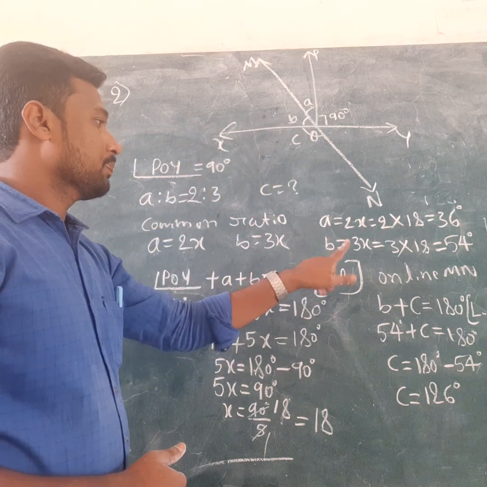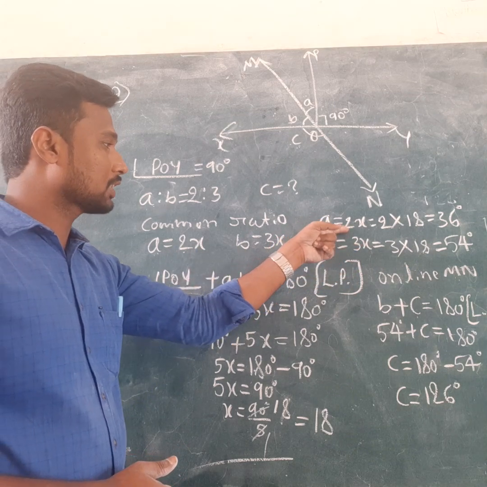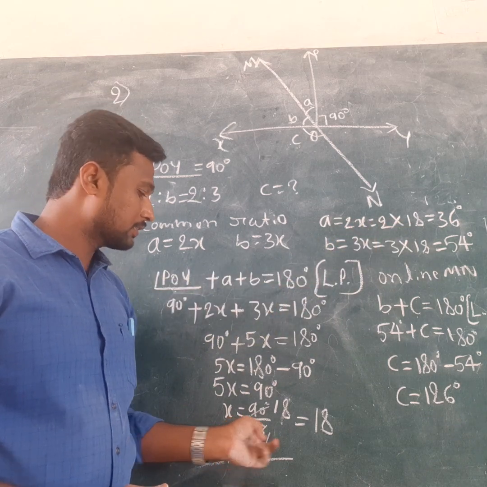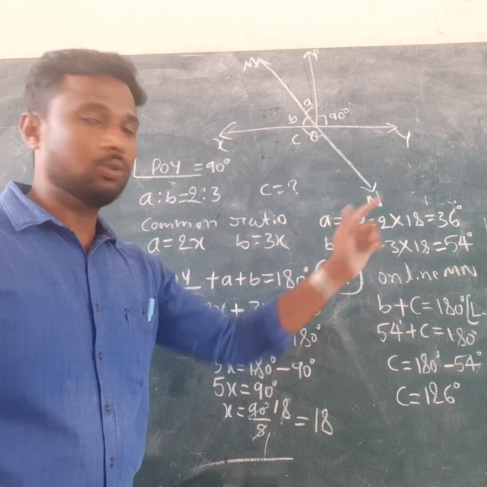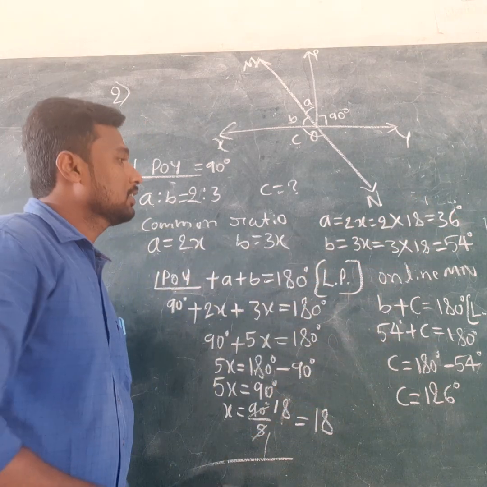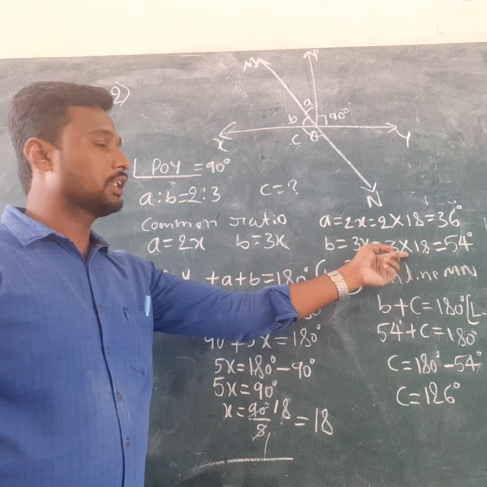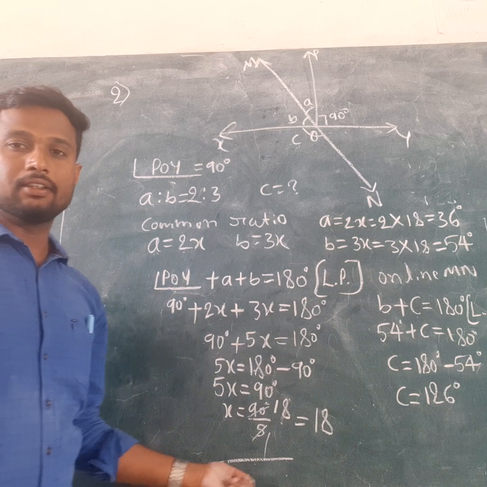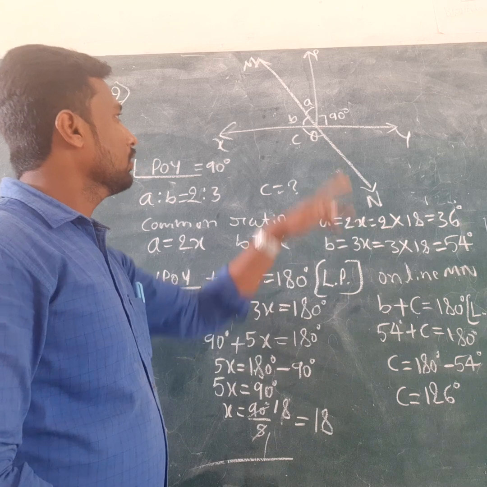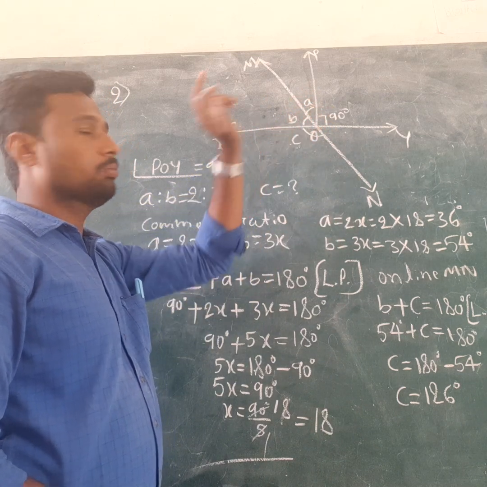So here angle A is given as 2x. 2x means 2 into 18. Why? Because we got the x value as 18. So 2 into 18 is equal to 36. Next, B. B is equal to 3x. So 3 into x value 18. So 3 into 18 means 54. So now I got the value of A and angle B.